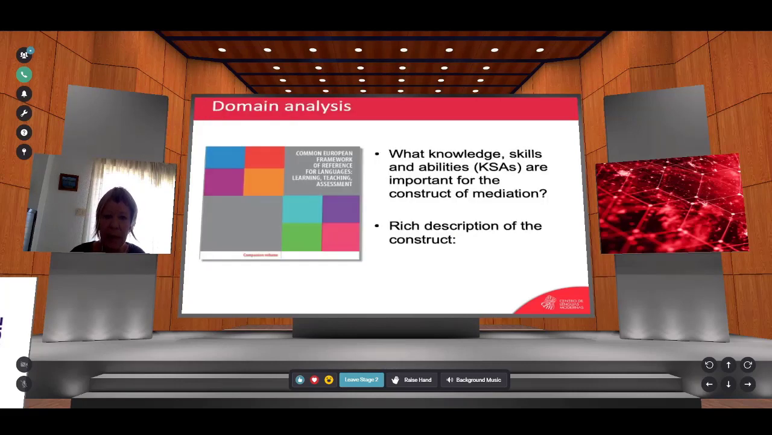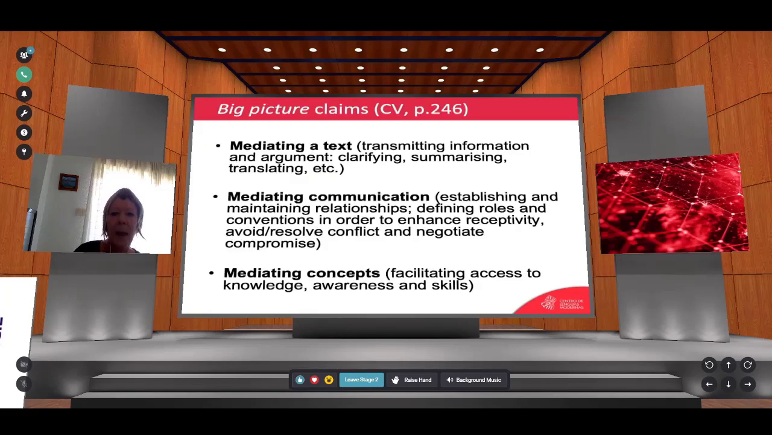So what we did, we looked to the CV, and the authors of the CV have done a fantastic job. They've given a very rich description of the construct, of the different KSAs that are involved in mediation. And so the job has been done for us. The literature review is extensive, it's there.